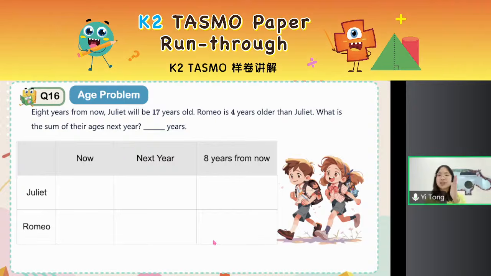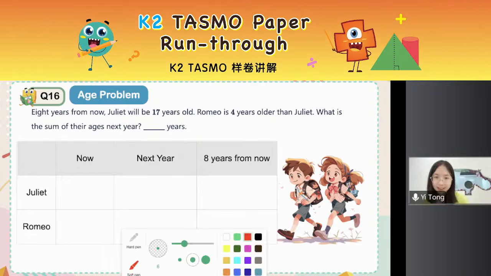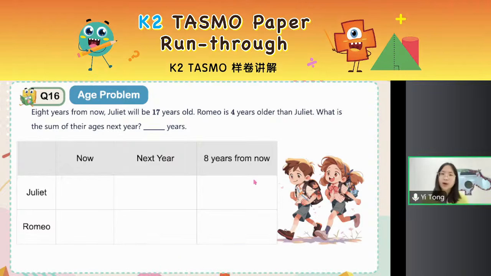Now, next year, 8 years from now means that it's in the future. So 8 years from now, how old is Juliet? 17. And how old is Romeo? Romeo, remember, 4 years older. So older means plus or minus? Plus. So plus 4. And we get 21.